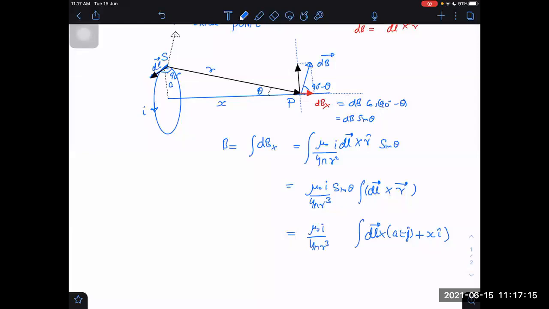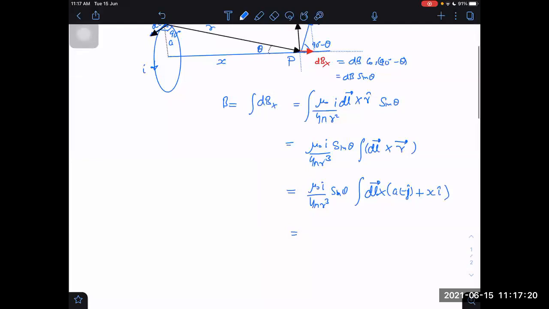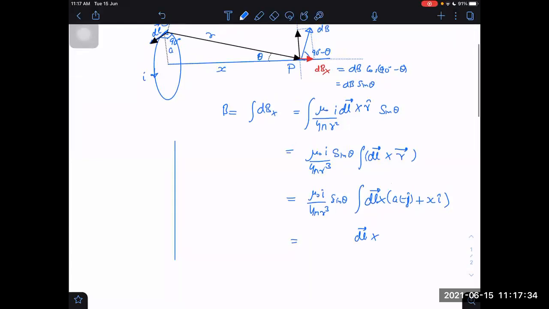Maybe I will do it by the usual way also, on the left hand side here, so that if you find that convenient and easy, then you can do it by that method also. But both are very simple actually. Vectorially also we can tell very easily, and that way also we can tell dl cross, what is it here? A along minus j cap plus x along i cap.